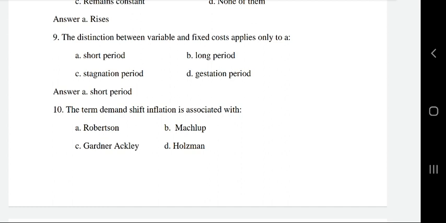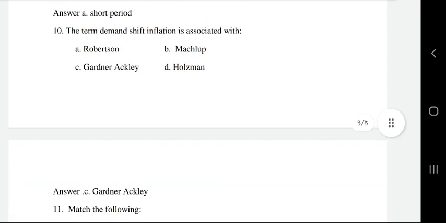Question number 10. The term demand shift inflation is associated with? Options are Robertson, McCulloch, Gardner Ackley and Hausman. The answer is Gardner Ackley. Demand shift inflation means a type of inflation that occurs when there is an increase in demand for goods and services.